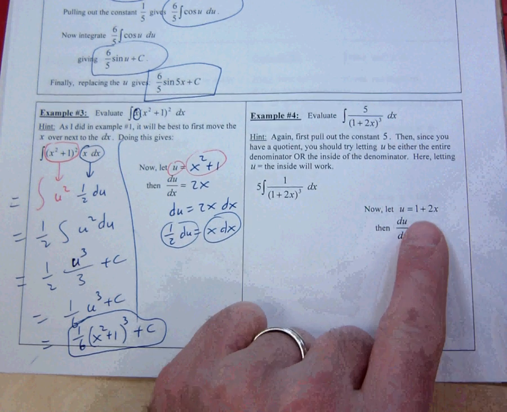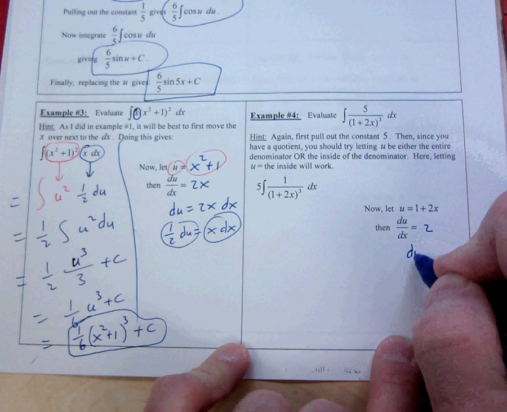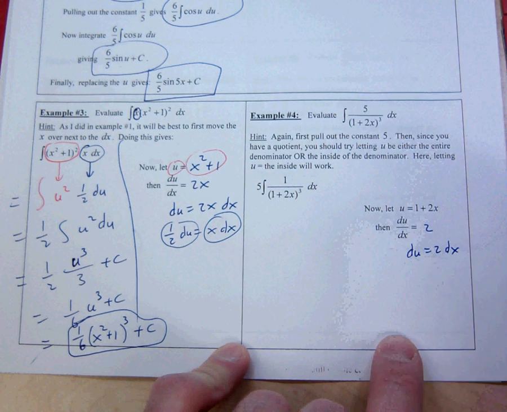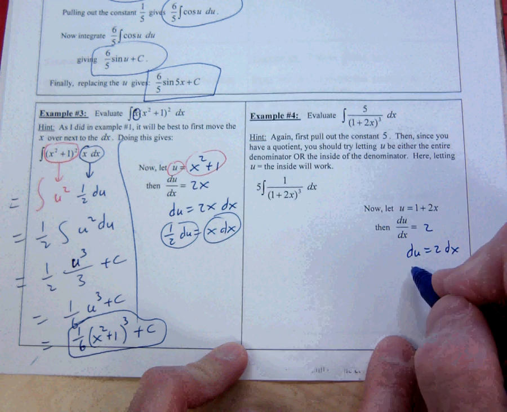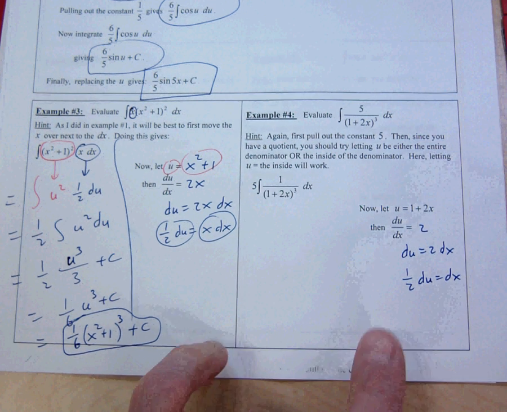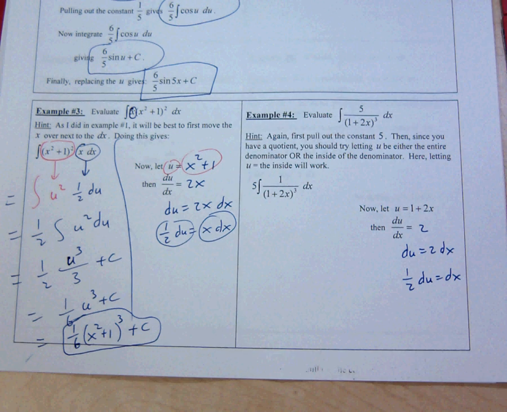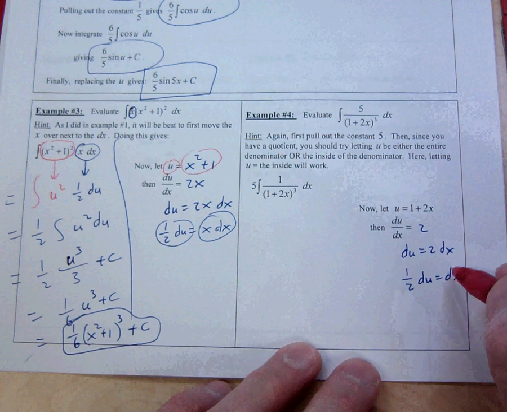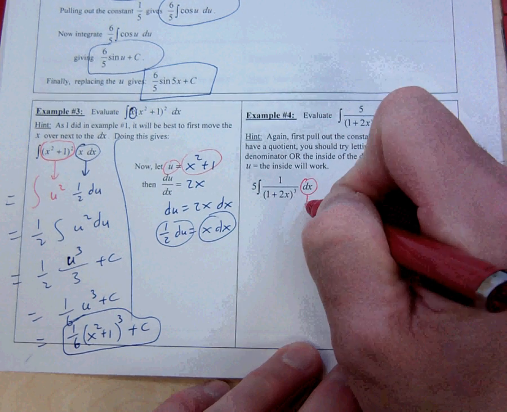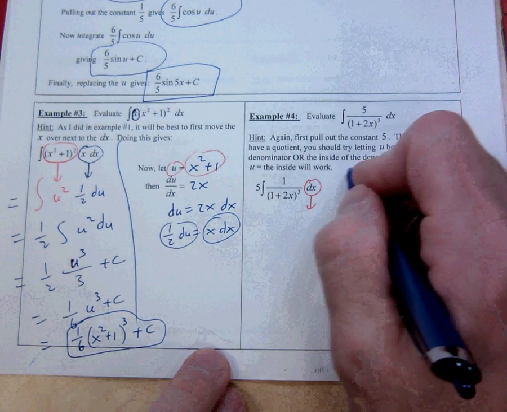Okay, everybody, what's the derivative of 1 plus 2x? Quick. 2. And then multiply both sides by dx. And then multiply both sides by a half. Okay. And I think you see the reason I did all this, because now I can replace dx with what? What can I replace that with, guys? Yep, 1/2 du.